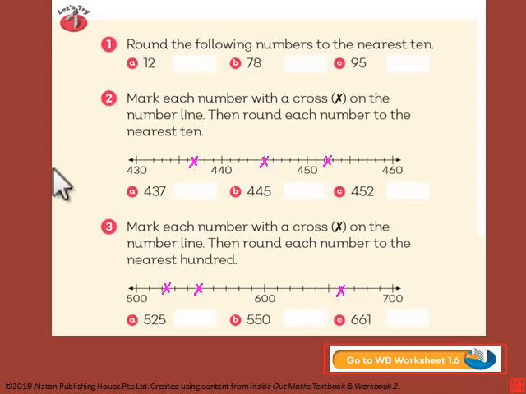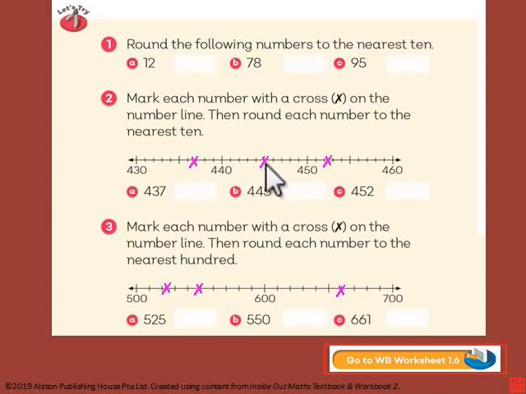We have 437. Round each number to the nearest 10. So what is the answer? 437 rounded to the nearest 10. Which number is near, 430 or 440? So the answer is 440. Very good.